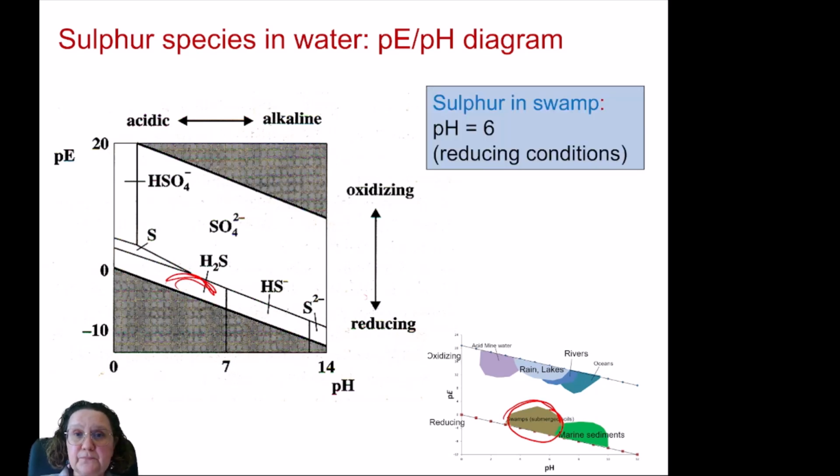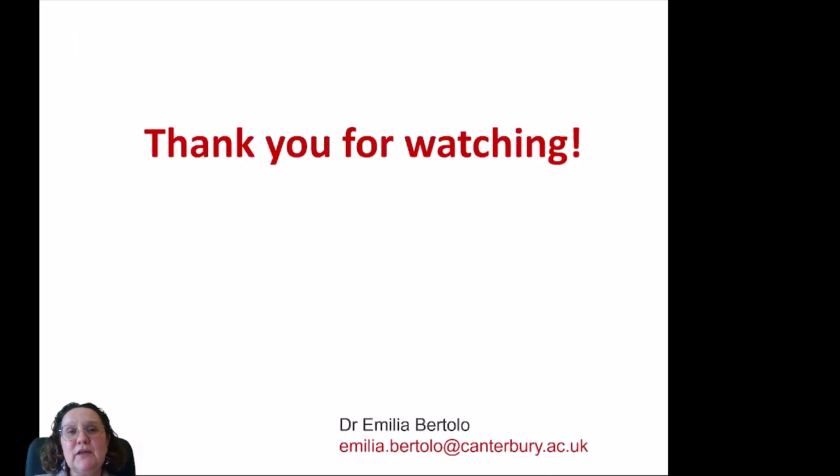So again, just knowing what type of water I've got, a swamp, a lake, an ocean, and some indication of the pH, I am able to predict what is going to be the sulfur species more abundant, more stable in that particular environment. And this is all for me. I hope it was useful.